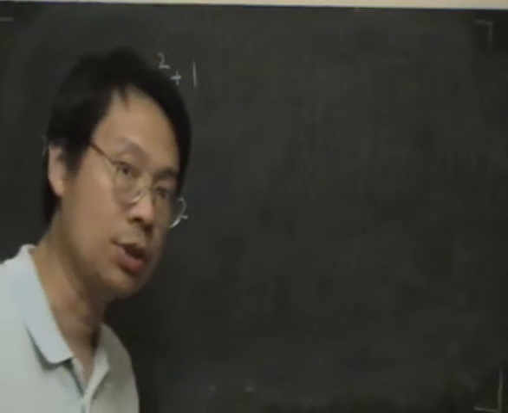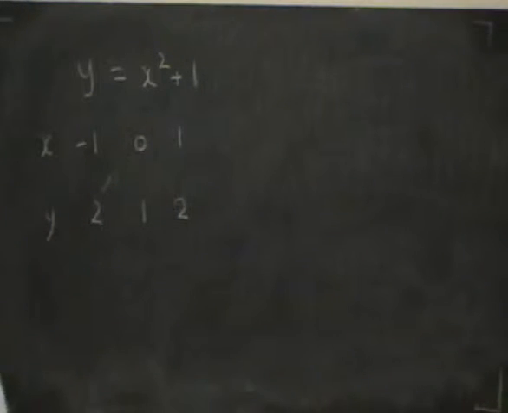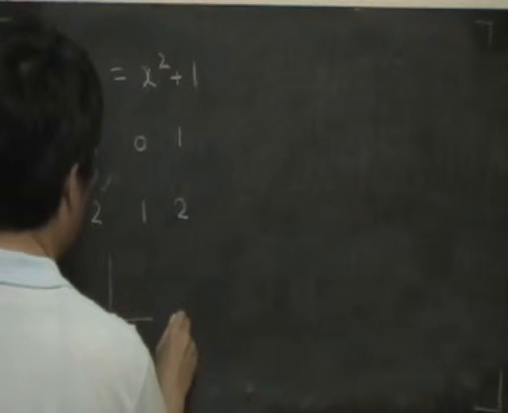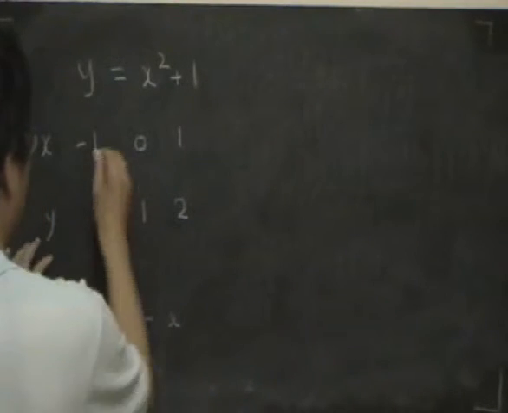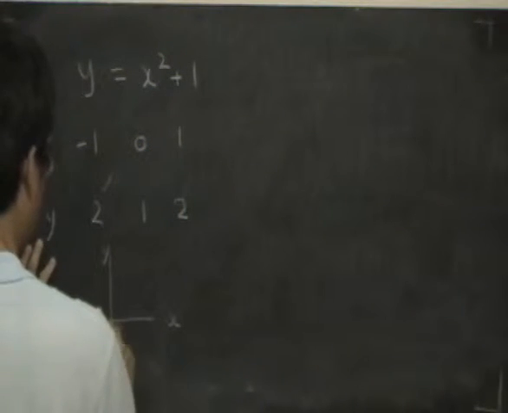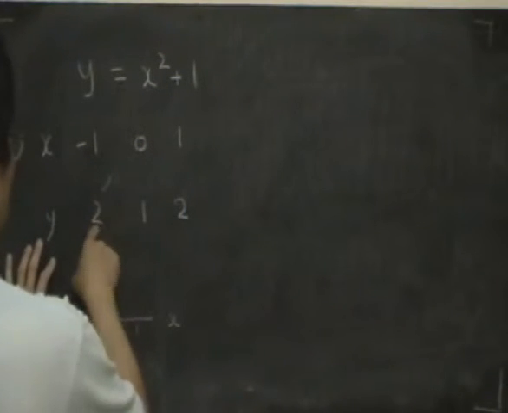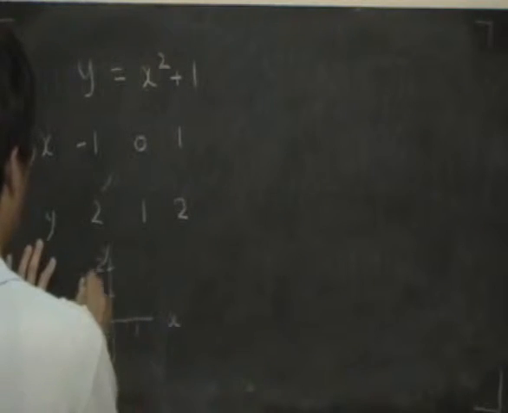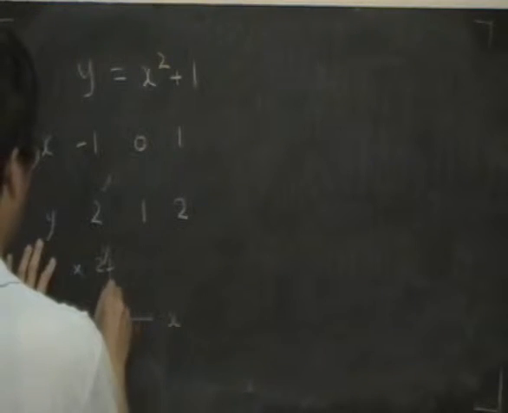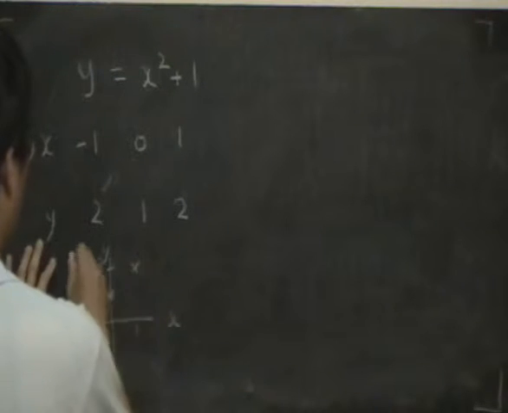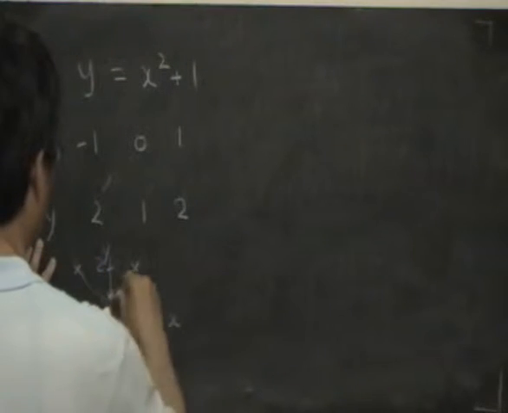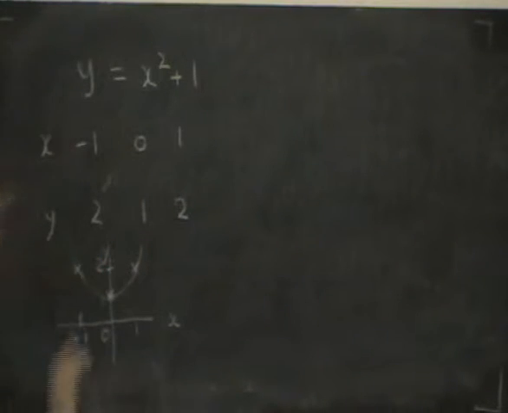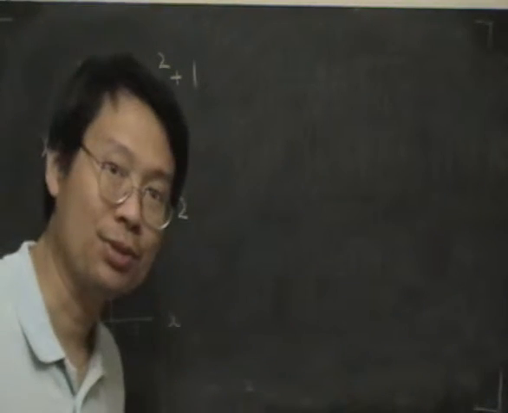Okay, so just to see that, let me do it quickly. If I plot x against y, minus 1, 0, 1, here is 2, 1, 2. So I would get a curve like that. Right? So you can see that this graph is not a straight line.